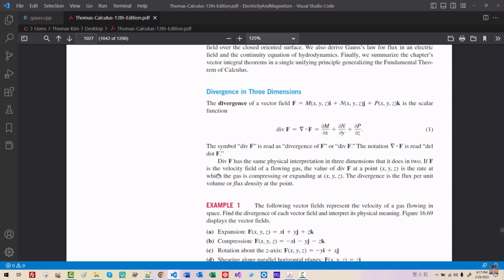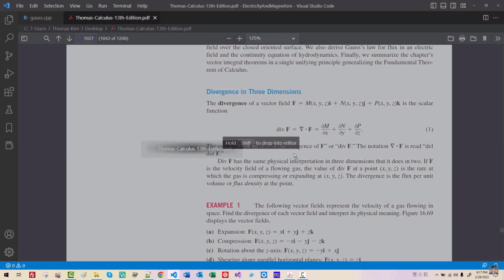If F is the velocity field of a flowing gas, the value of divergence F at a point xyz is the rate at which the gas is compressing or expanding at xyz. The divergence is the flux per unit volume or flux density at the point.